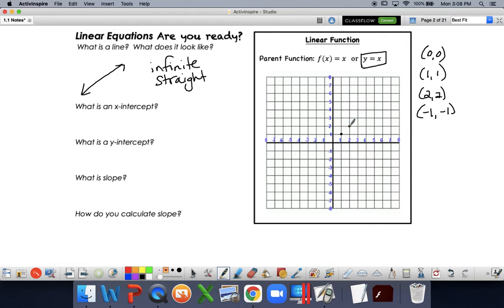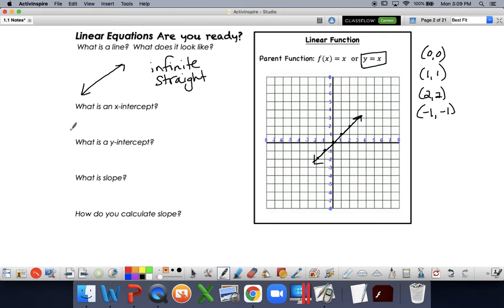So if I go ahead and plot some of these points, you'll start to see the line take shape. Go ahead, give it your best shot drawing a straight line. You may want to use a ruler. So this is our parent function of a linear equation. And what we're going to do is transform it as we go through this unit. We're going to move it up, move it down, make it steeper, make it flatter, we're going to do all of those things.